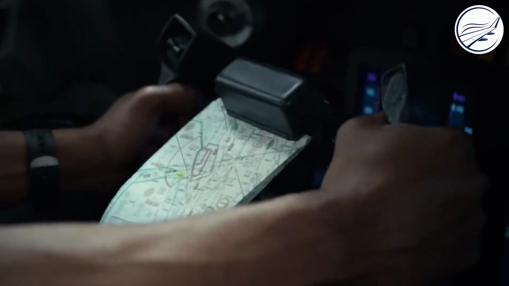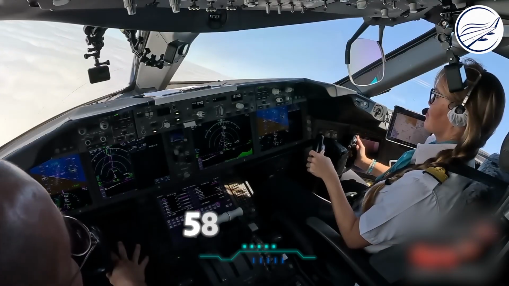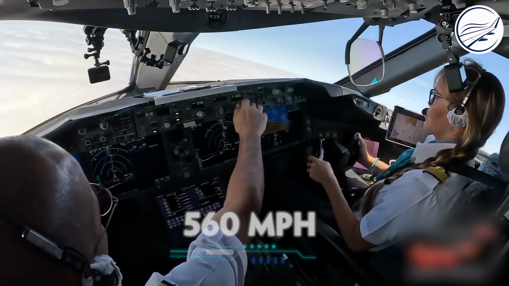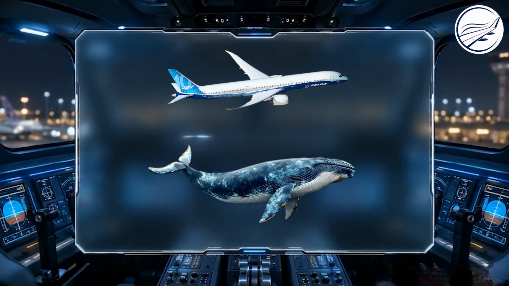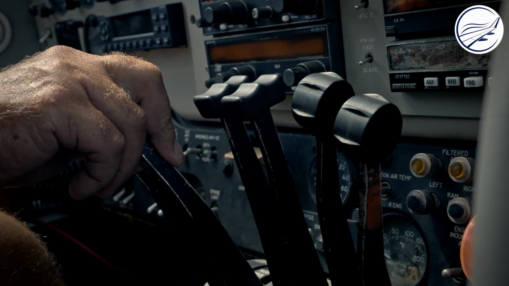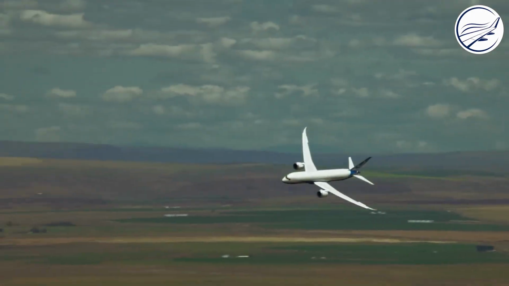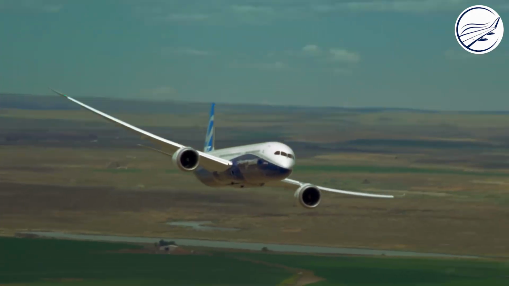Imagine you are at the controls of a Boeing 787 Dreamliner. You are hurtling through the air at 560 miles per hour. Beneath you is a machine that weighs more than 200 tons, roughly the weight of a massive blue whale. Every time you move your wrist just a fraction of an inch, this giant responds. The nose lifts, the wings tilt, and the entire structure shifts with surgical precision.